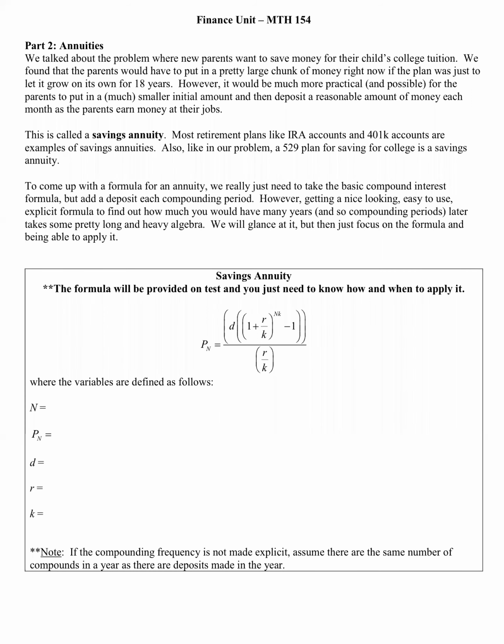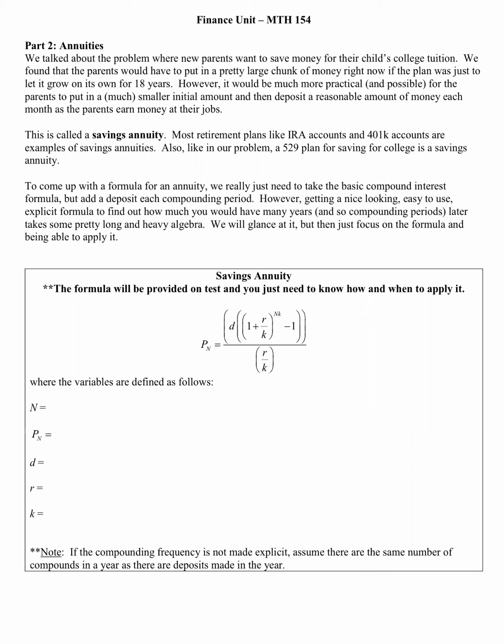Hello all. So this is for the third packet of notes, the annuities. We're going to be working on savings annuities and payout annuities. So in the previous section, we talked about how you might save money for your college tuition. And you found that if you have a lump sum of about $32,000 and you put it into a compound interest, you would have enough money. Well, that's not always feasible.